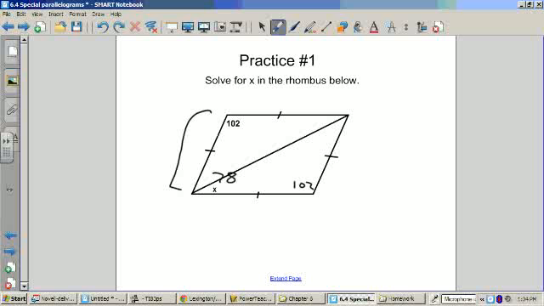Because it's a rhombus, though, the diagonal bisects that 78-degree angle into two congruent angles. Both of the angles must be 78 divided by 2. Both of them must be 39 degrees. So the value of x is 39.